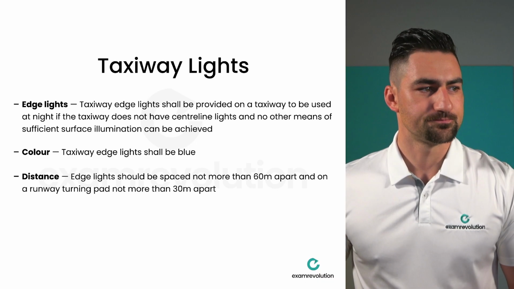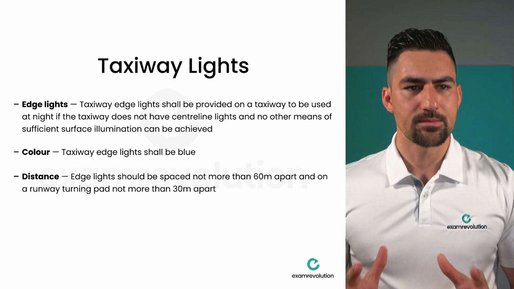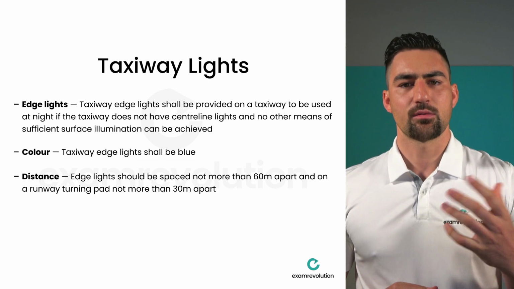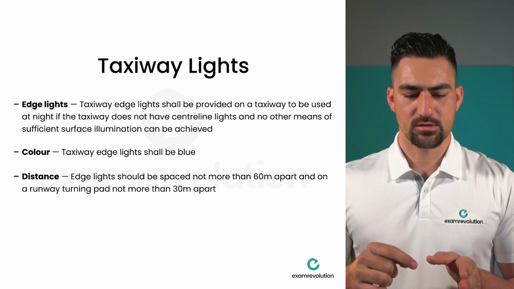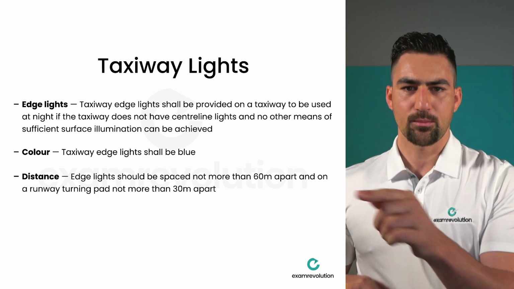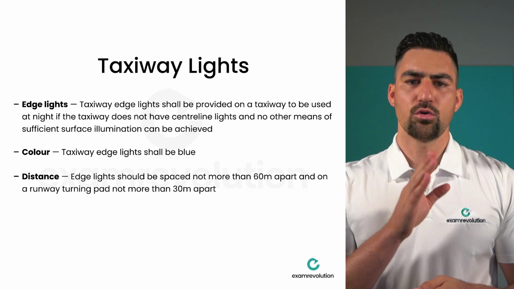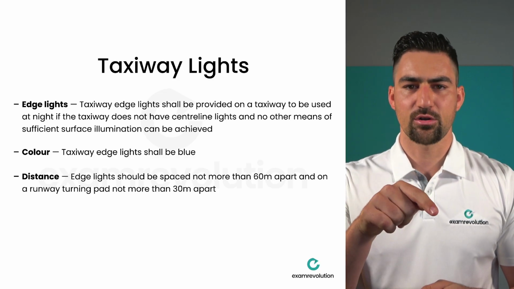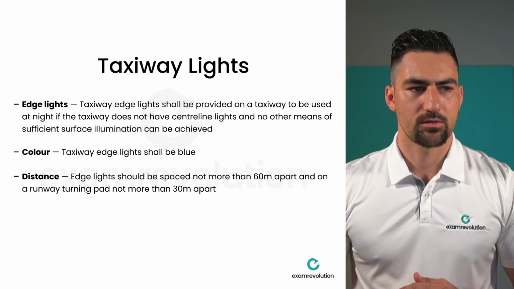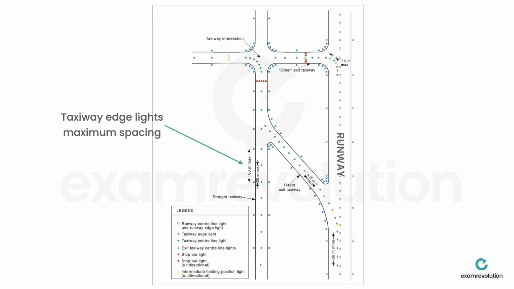It's very beautiful. Then the distance: edge lights should be spaced not more than 60 meters apart, and on a runway turning pad not more than 30 meters apart. A runway turning pad, you've maybe seen this, looks almost like a lollipop towards the end of the runway at the threshold. If you go onto the runway and there are no taxiways, you taxi on the runway all the way towards the threshold, but now if you have to turn around, then they have a pad there where you can turn around. That's what I'm talking about there. The edge lights on the turning pad should not be more than 30 meters apart.